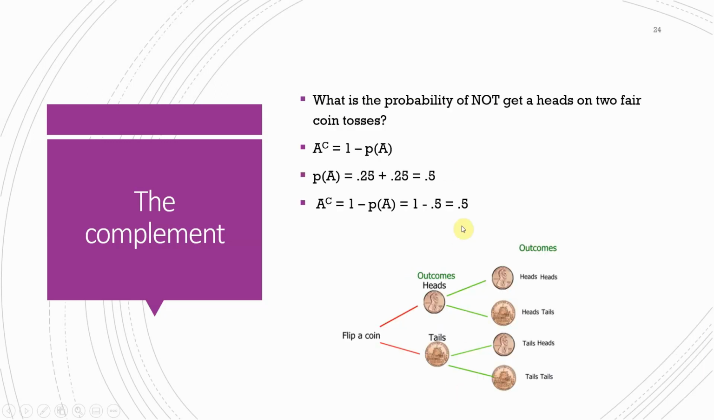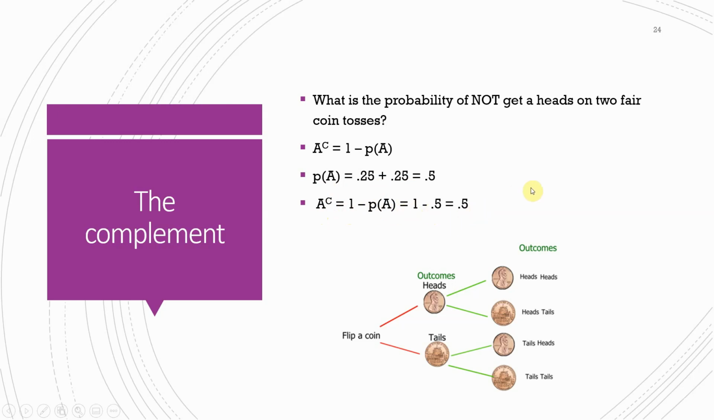So let's look at an example. What is the probability of not getting a heads on two fair coin tosses? So the complement would be 1 minus the probability of it happening. We already calculated in the last slide the probability of it happening, right, which is 0.5. So we can just plug in our equation, right? What's the probability of not getting a head? It's 1 minus the probability of getting heads. So 1 minus 0.5 is 0.5.